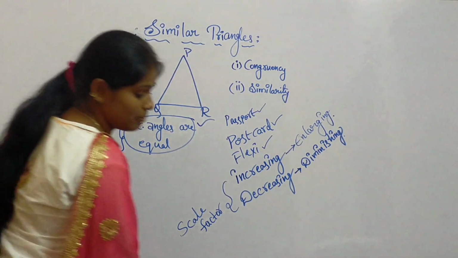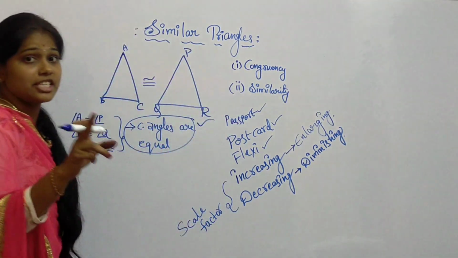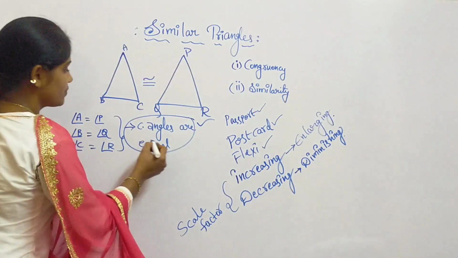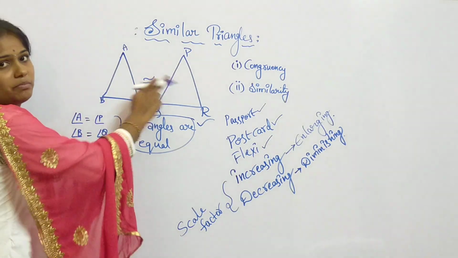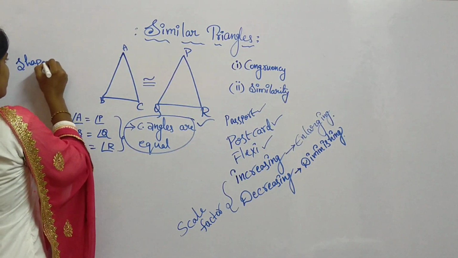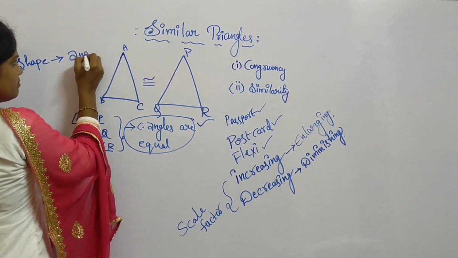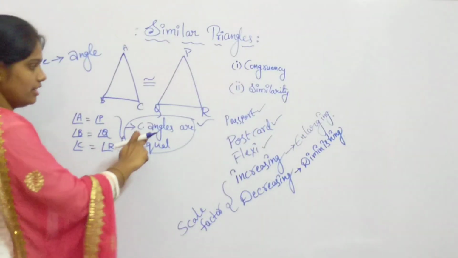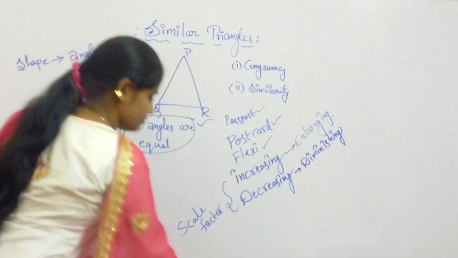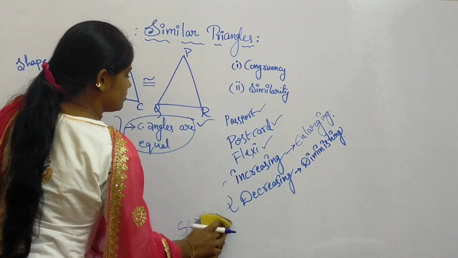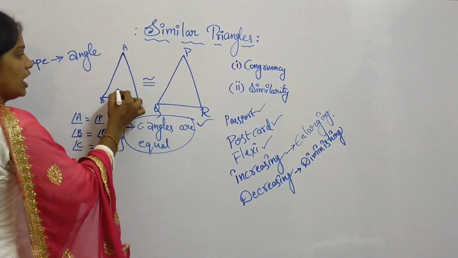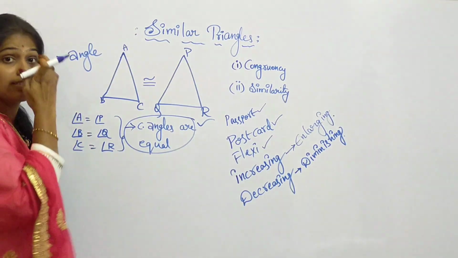In the football and cricket ball definition we discussed, the shape may be same but the size need not be same, right? Here the corresponding angles are equal, that means shapes are equal. Here we discussed shape means angle. Angles are equal means shapes are equal. Now comes corresponding sides.